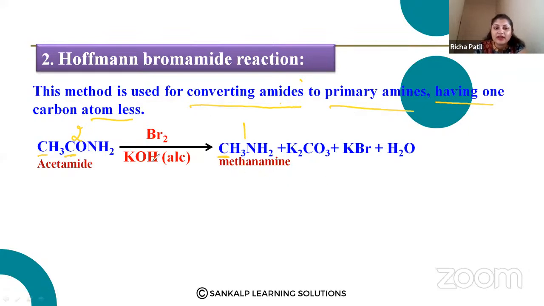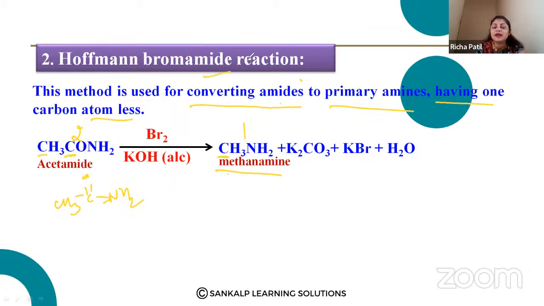Here the reaction taken is of acetamide. This is acetamide, CH3, C double bond O, NH2. You treat this with Br2, bromine, in alcoholic KOH. What you get is methanamine, plus potassium carbonate, plus potassium bromide, plus water.